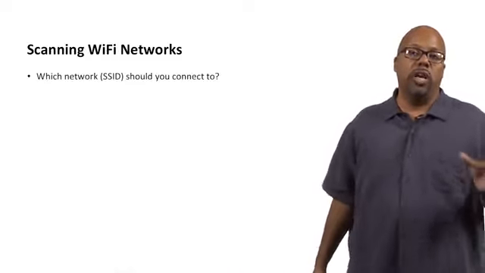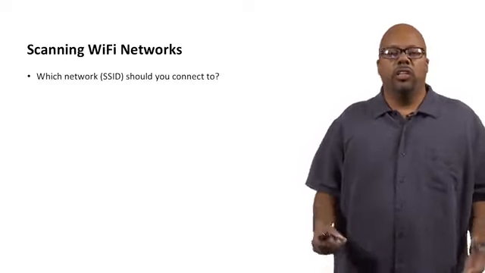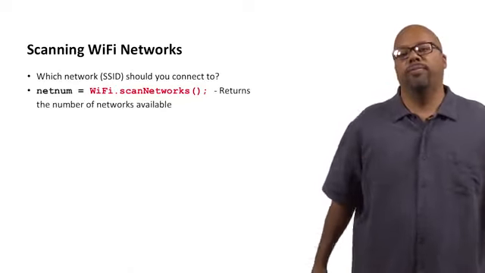Now, scanning for Wi-Fi networks. This is something that you don't generally do with Ethernet. You're not scanning for Ethernet networks. You're plugged into a network and that's that. With Wi-Fi, you often want to scan, look at the networks around you, and pick one to connect to. That sort of answers the question, which SSID should I connect to?